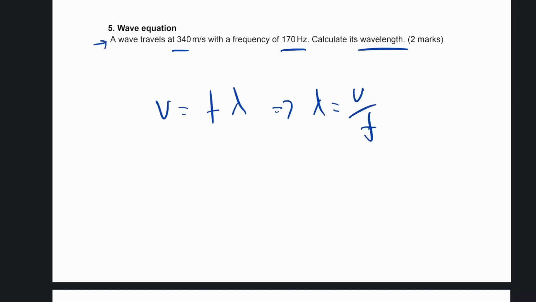And so if you plug in your numbers now, v was 340 meters per second. You divide that through by your frequency of 170 hertz, and you should get a lambda of 2 meters. Okay, so that's your final answer.